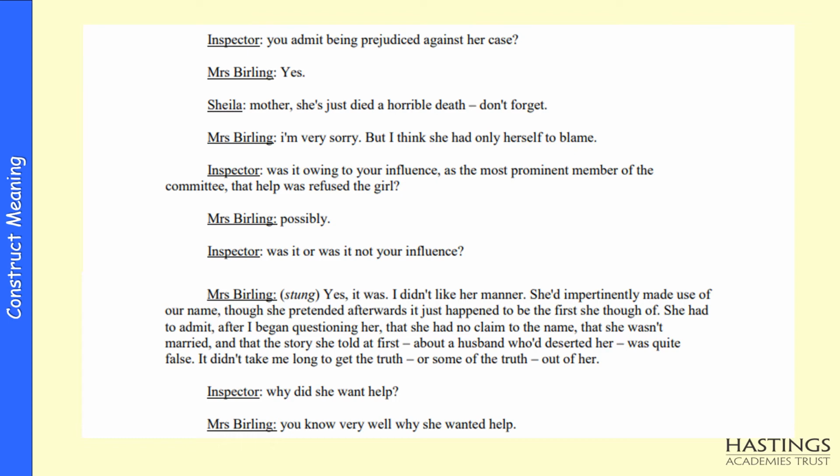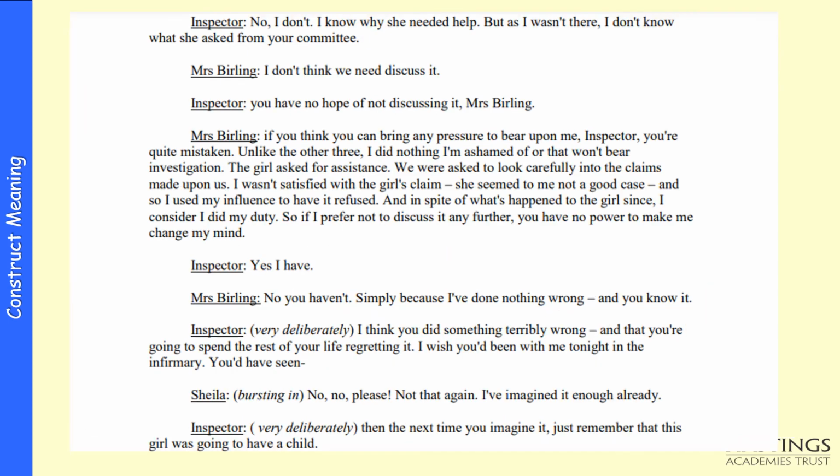Why did she want help? You know very well why. I know why she needed help. But as I wasn't there, I don't know what she asked from your committee. I don't think we need to discuss it.